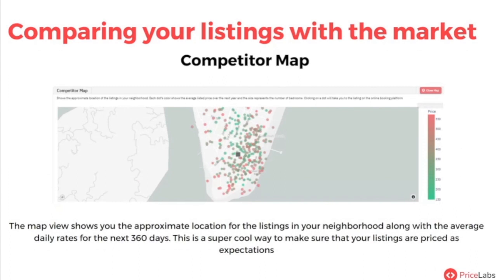From there, we also show you a very quick view of all the competitors that we are tracking, particularly to help you pick for that dynamic pricing, right? And you can very quickly see all the listings in your neighborhood along with their average rates for the next 360 days, right? And it's a super cool way to very easily see what listings are priced where.